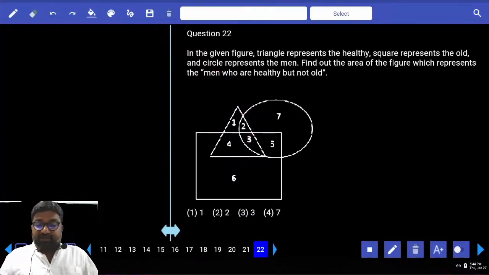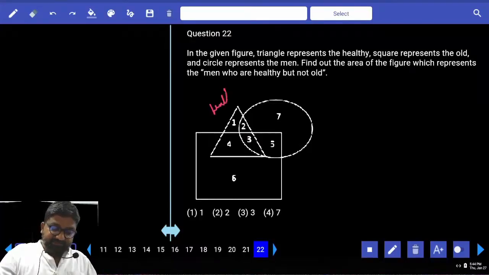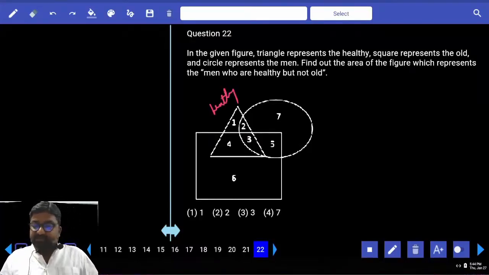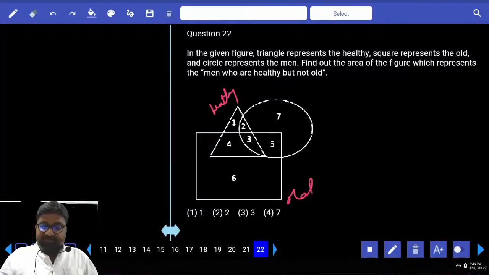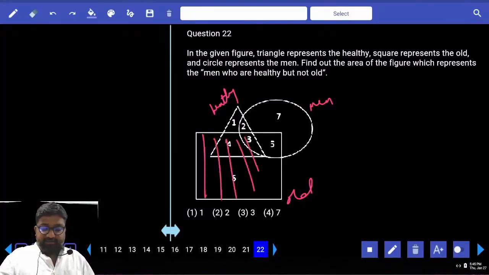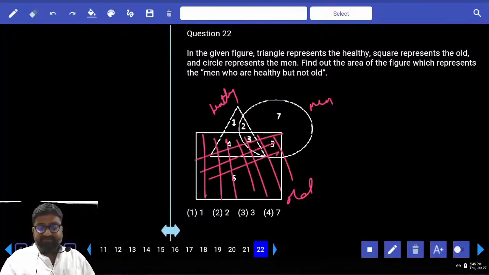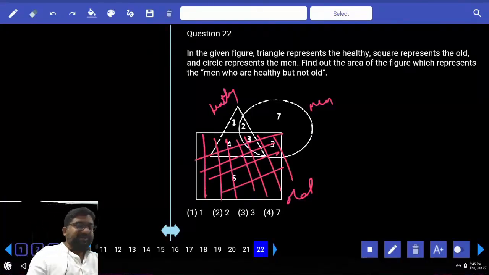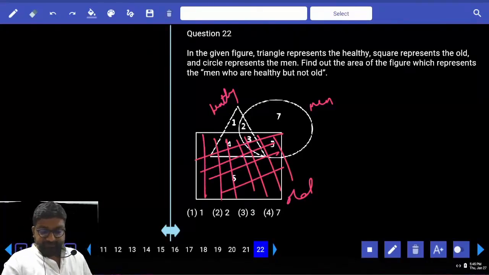What does the triangle represent? Please write it down. Triangle represents healthy, square represents old, circle represents men. Question: find out the area of the figure which represents men who are healthy but not old. We don't want this. Healthy and men, 2. Men who are healthy but not old. What's the answer? 2. Clear?